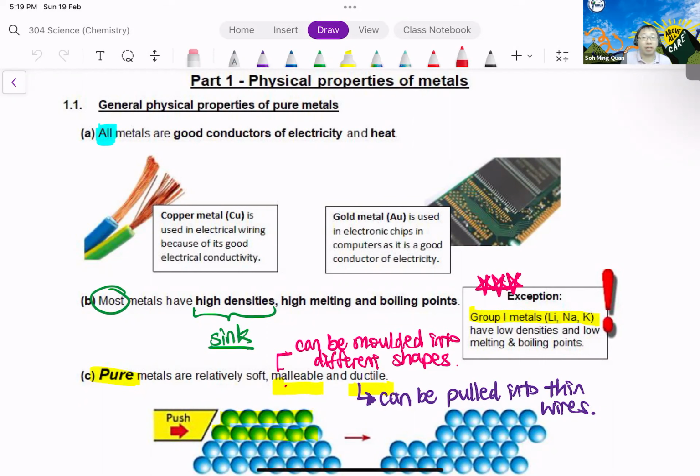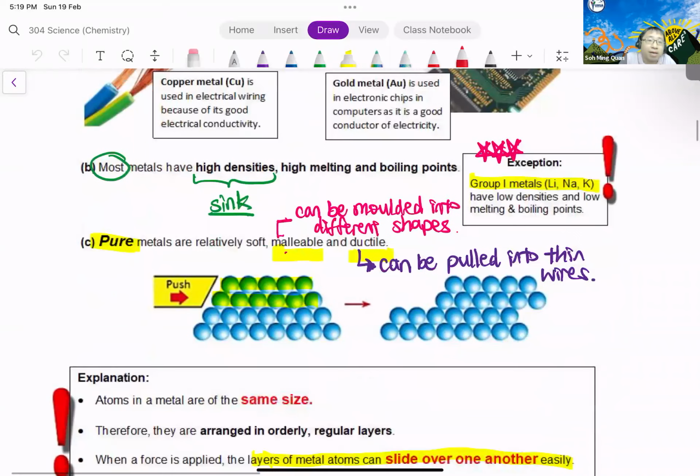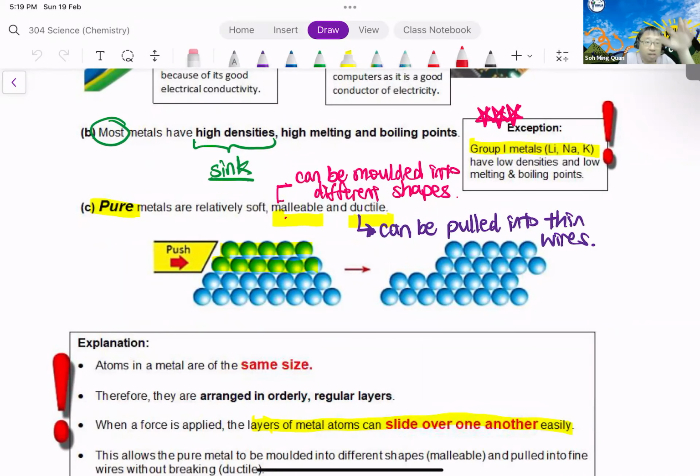Okay, so I'm just going to go through quickly. Part 1 is on properties of metals. There are some general properties such as all metals are good conductors of electricity and heat. All metals will conduct electricity. There's no exception. So long as it's a metal, it will conduct electricity. Next, however, most metals have high densities. They sink in water. They have high melting and boiling points, but there are exceptions to this.